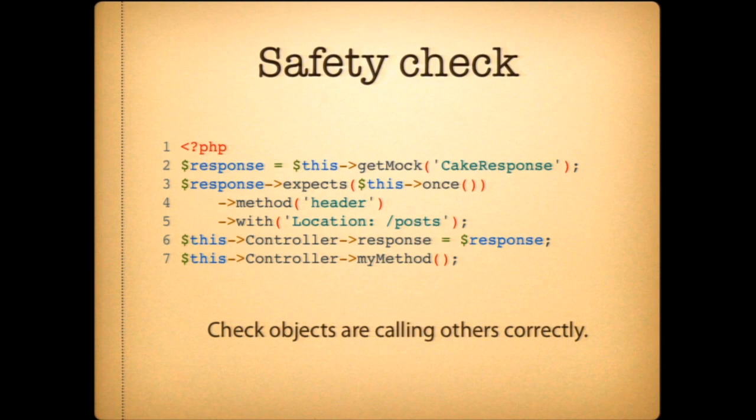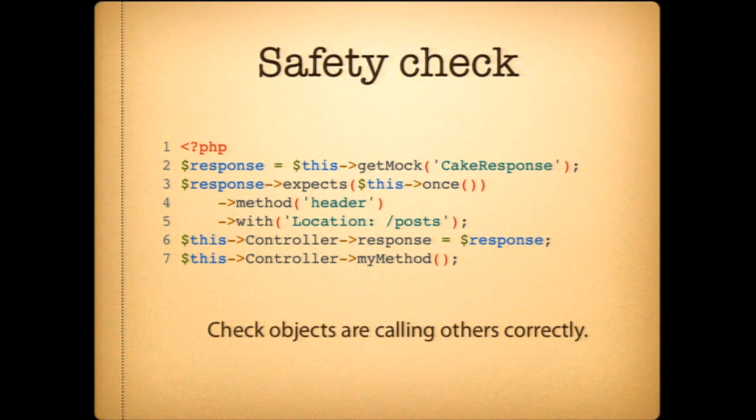You can also use mocks to make sure that the object under test is interacting with other objects in the proper manner. I don't know if I explained that well. So let's just make sure that our controller is modifying the response object correctly. We can get a mock of the response. We can say we expect the header to be called once with a location, and we want to redirect to posts. So we can set the response property on the controller, call our method, and if we don't ever call header, then this method has failed.